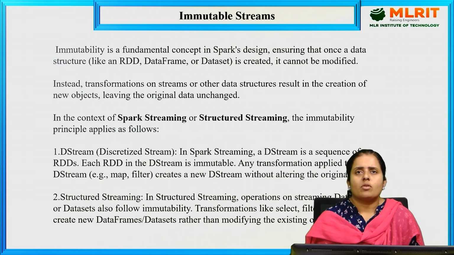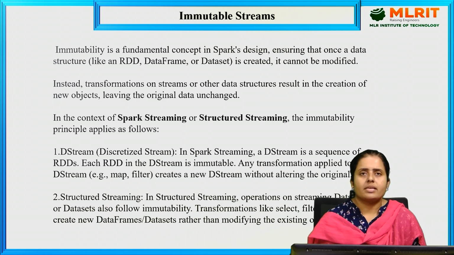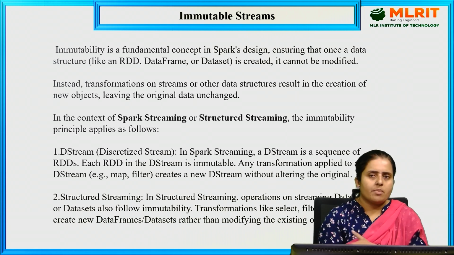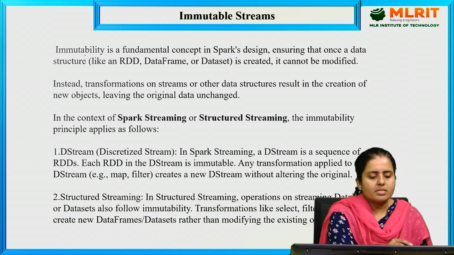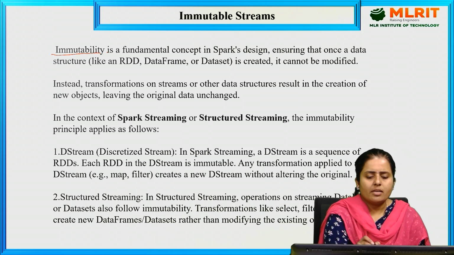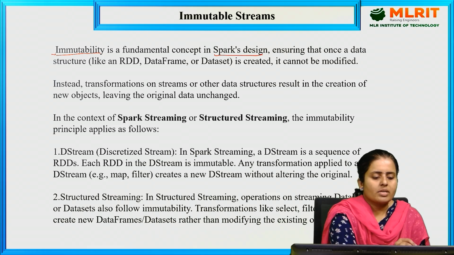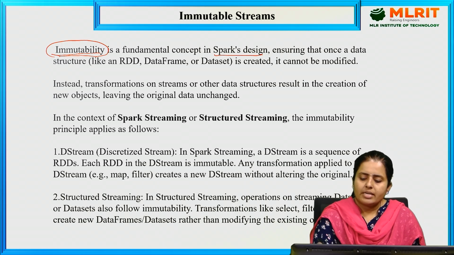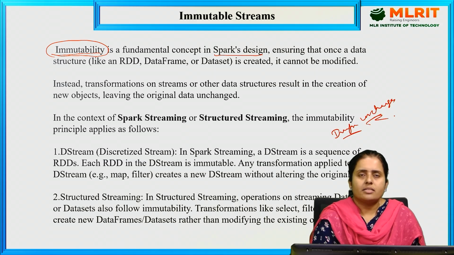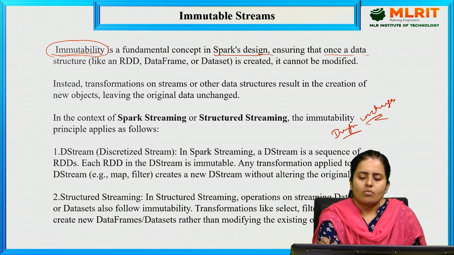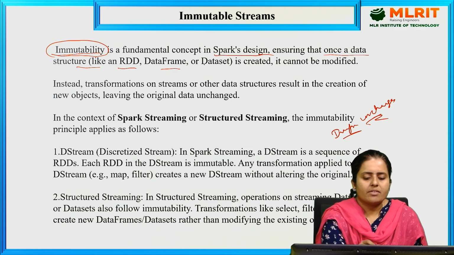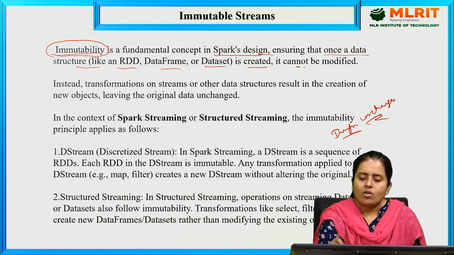Now let's move on to the second topic. As today's presentation's second topic, we are going to learn about immutable streams. Immutability is a fundamental concept in Spark design. First of all, before going into the topic, we'll learn what immutability means. The word itself suggests that immutable means unchanged. So immutability is a fundamental concept in Spark design, ensuring that once a data structure like RDDs, data frames and data sets is created, it cannot be modified.